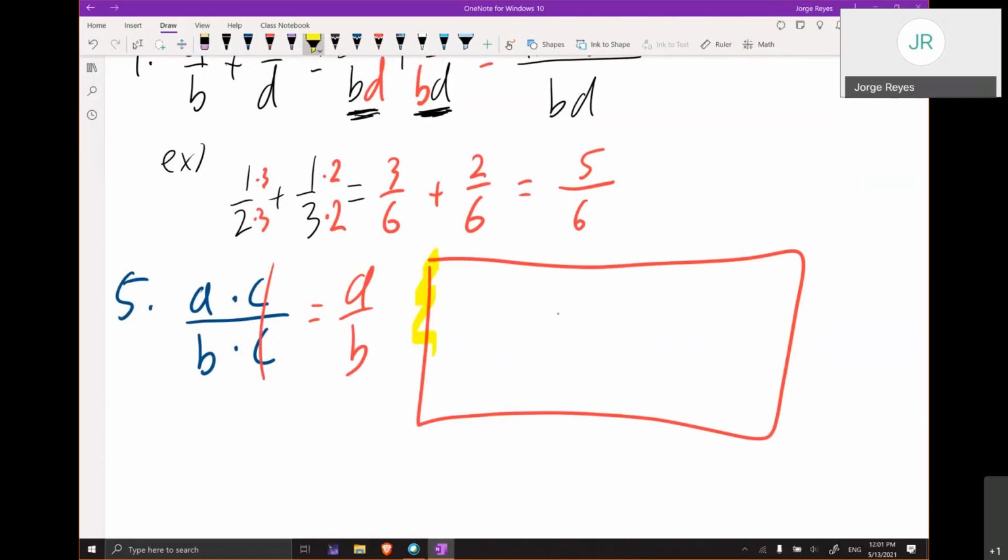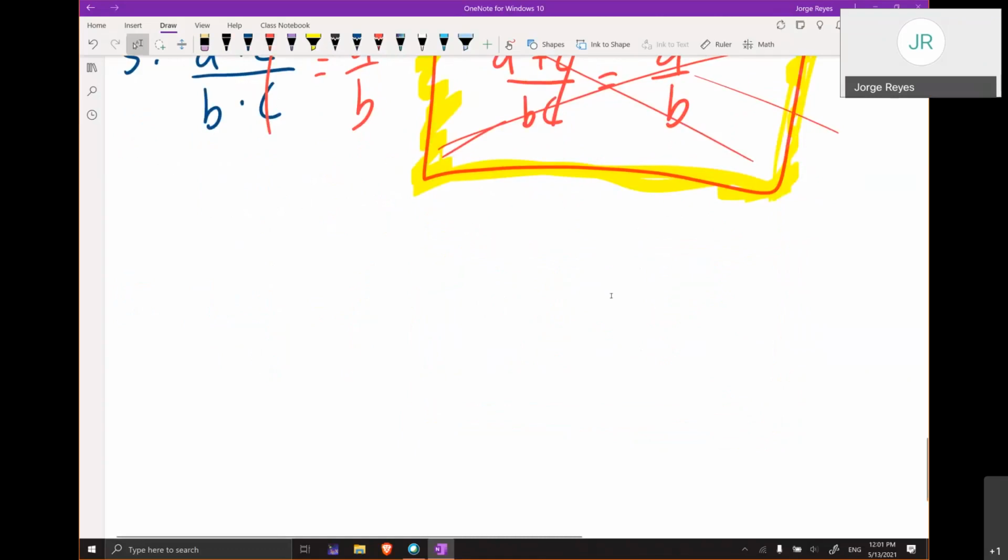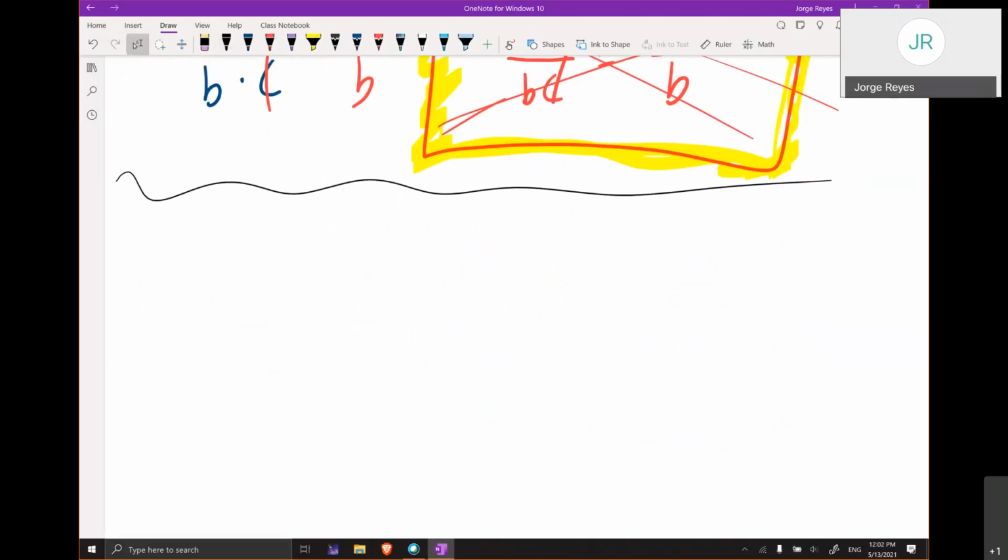But this is a big deal, a huge deal. Do not do this. It's the fastest way to lose a ton of points on the test. You cannot cancel if there's a plus or a minus. If there are pluses and minuses anywhere in the fraction, you are not allowed to cancel like this. This does not work. Do not do this. So hopefully that's a good enough review for your fractions.